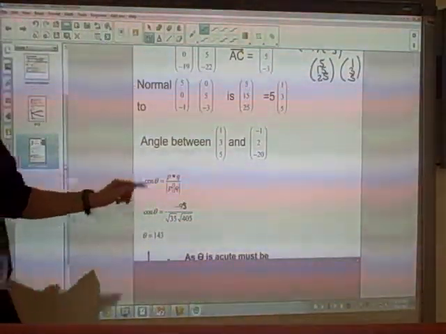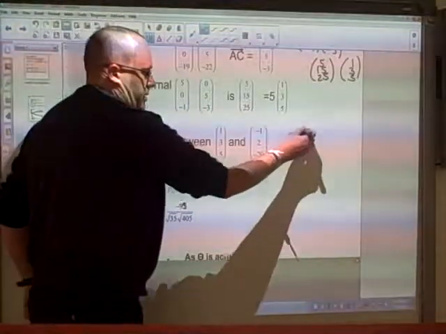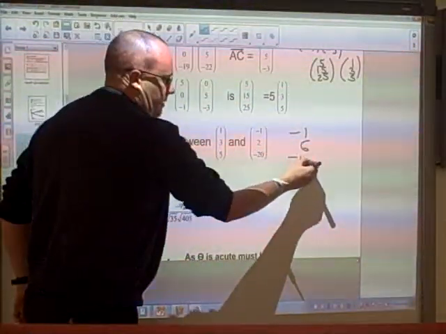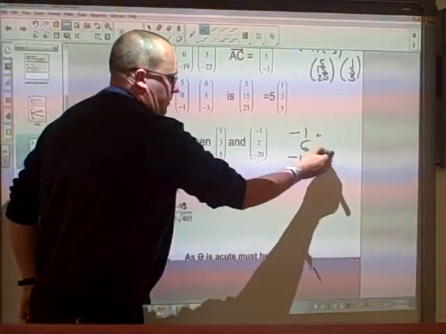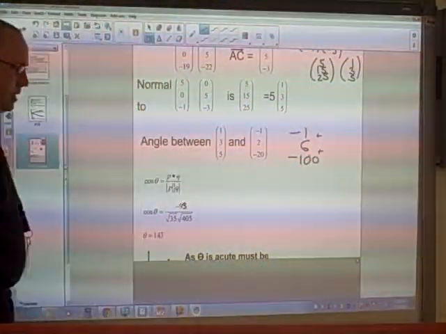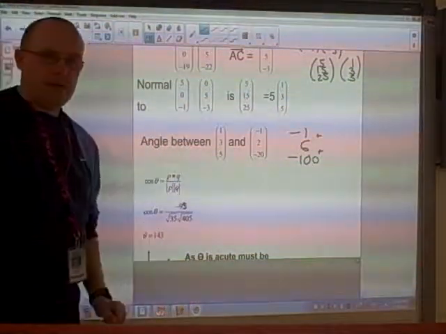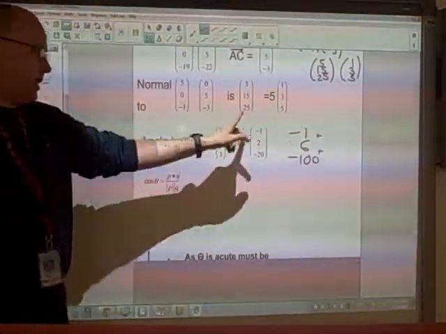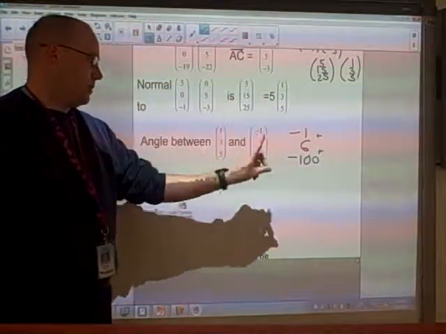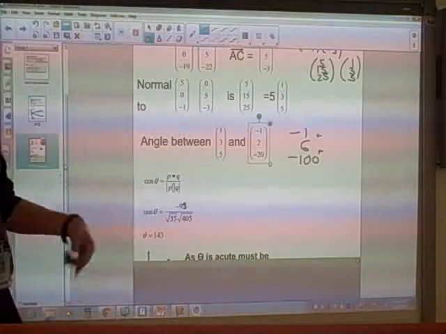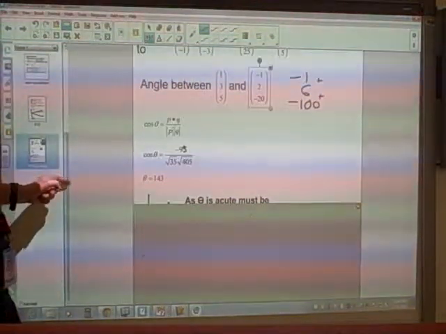And you should find this. 1 times negative 1 is negative 1. 3 times 2 is 6. 5 times negative 20 is negative 100. And if we add all these together, we should get negative 95. The length of this is 1 squared plus 3 squared plus 5 squared, all square rooted. And the same thing here, negative 1 squared plus 2 squared plus negative 20 squared, all square rooted is 405. And we get an angle of 143.